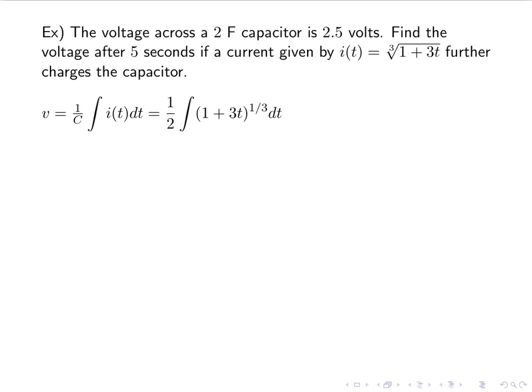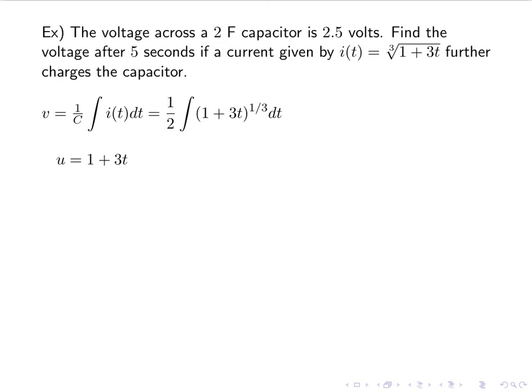While I'm plugging it in, I'm also going to convert this cubed root to the power of 1/3 because I know I'm going to need a power in order to do the power rule. And so remember, the nth root is to the power of 1 over n. So the cubed root is to the 1 over 3 power. My C is 2, so that's where this 1/2 is coming from.